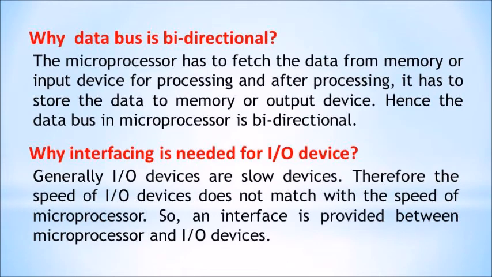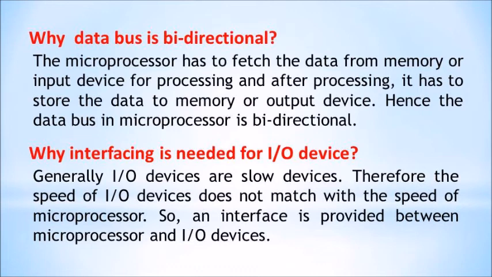Next question, why data bus is bidirectional? The microprocessor has to fetch the data from memory or input device for processing, and after processing it has to store the data to memory or output device. Hence, the data bus in microprocessor is bidirectional.